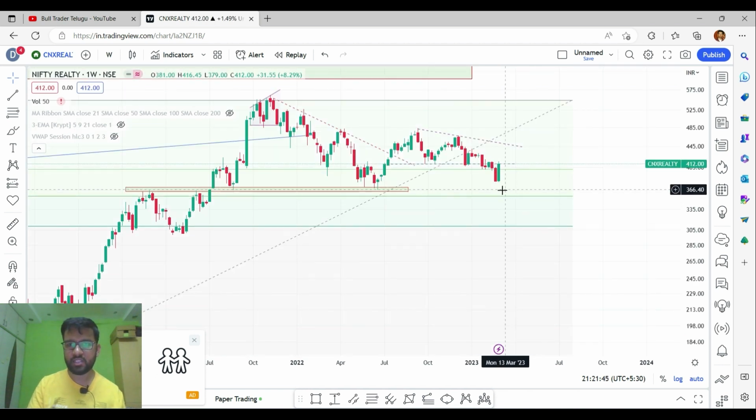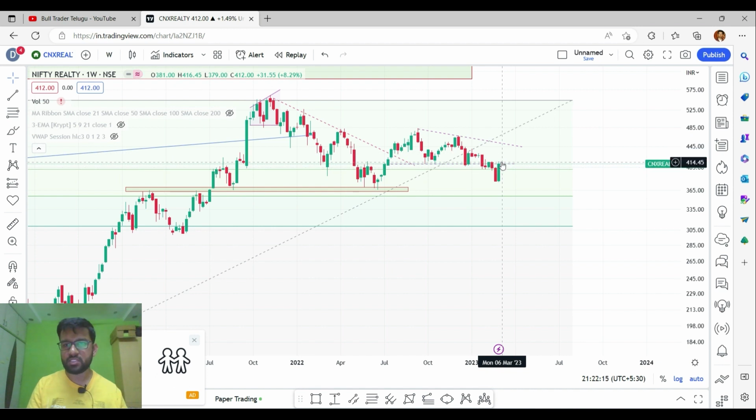Coming to the Nifty Realty, even this Nifty Realty has taken support from the support zone, and it has formed a bullish engulfing candlestick pattern. Right now it is at its important resistance point, as the market has given a good breakout from this descending triangle pattern. If the market closes above this resistance point within 1 or 2 days in the coming week, then we can expect a good rally up to the 435 levels.